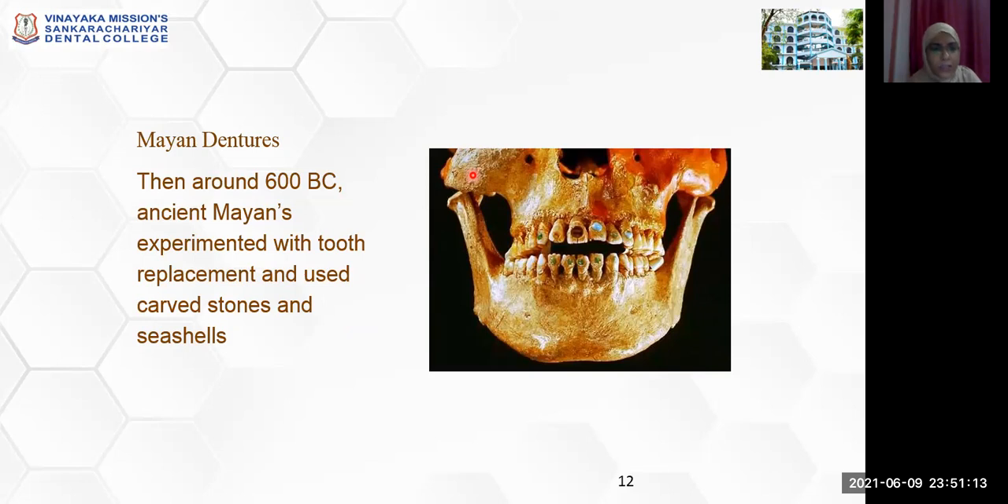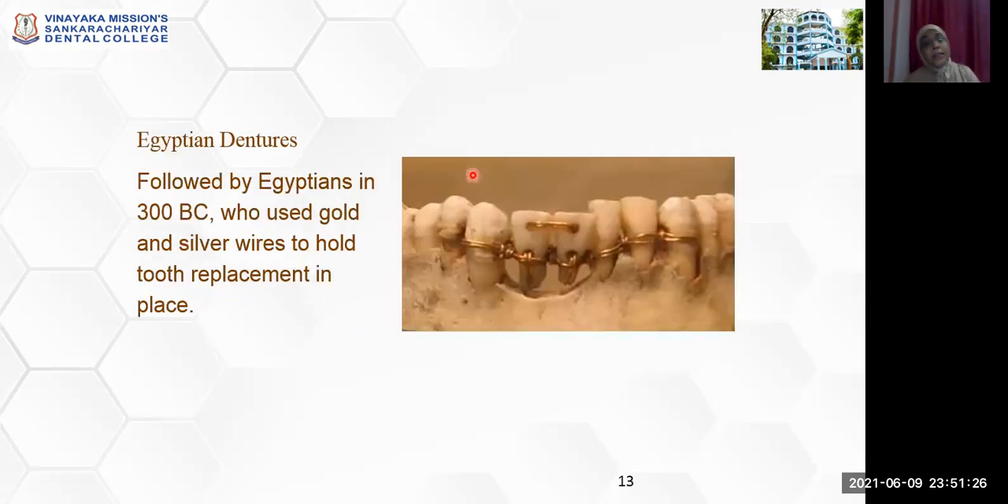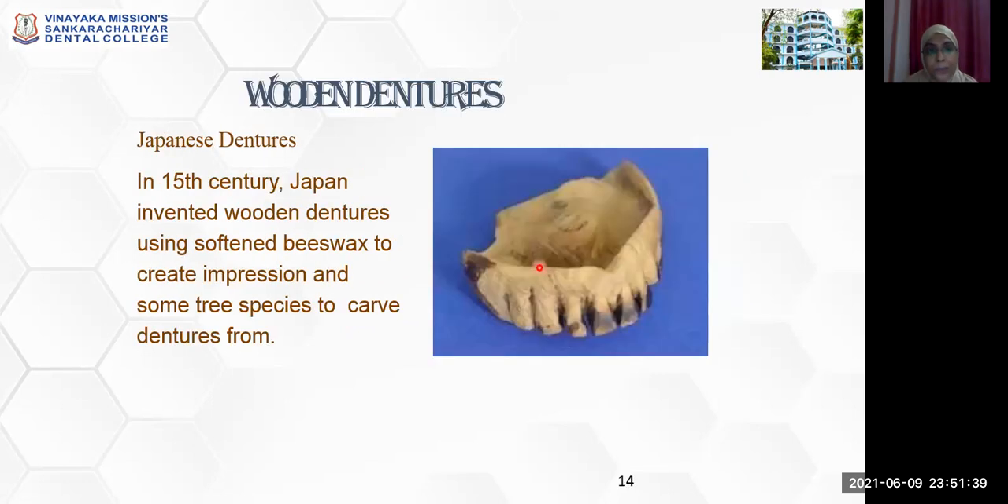So these Mayans, you can see that they used stones and seashells. The stones and seashells were carved to the shape of the natural teeth, and then they were used to replace the missing teeth. Fine. And again Egyptians around 300 BC, they used gold. Okay, gold was used, and also silver wires were used to hold the replaced teeth in position. Fine. Then around the 15th century, the wooden dentures came into use.